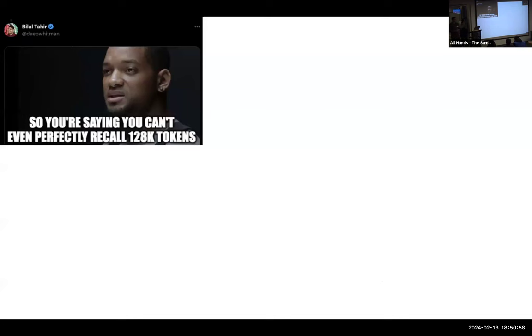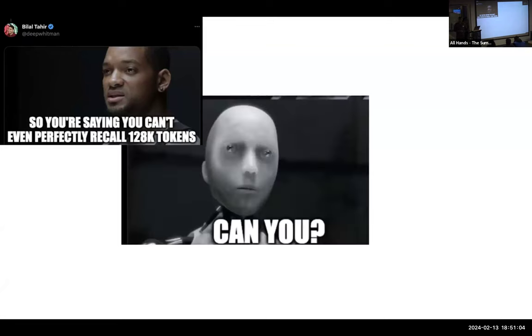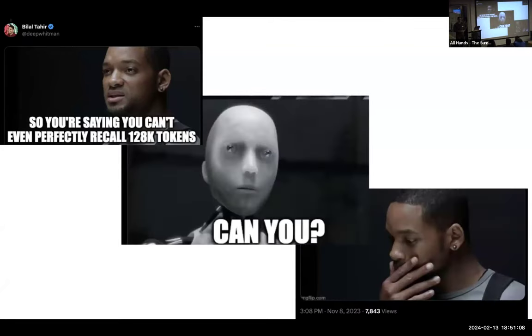So Will Smith says, you're saying you can't even perfectly recall 128,000 tokens? The robot says, can you? And Will Smith in shambles. Yeah, that was my favorite response.